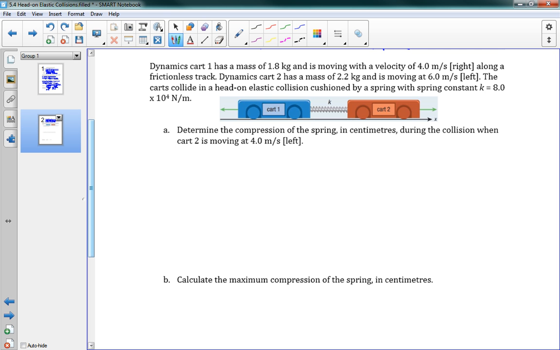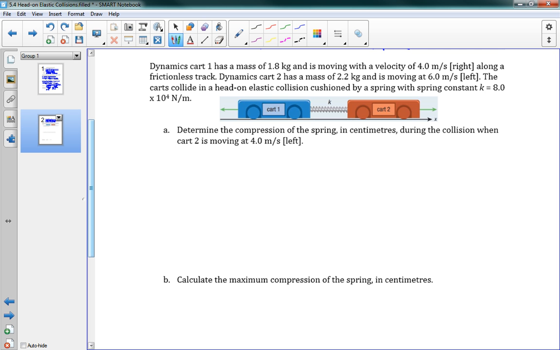The carts collide in a head-on elastic collision cushioned by a spring with spring constant k equals 8.0 times 10 to the 4 newtons per meter. We want to determine the compression of the spring in centimeters during the collision when cart 2 is moving at 4 meters per second left. So it's not at the maximum compression, it's just at some point where cart 2 is moving at that speed.